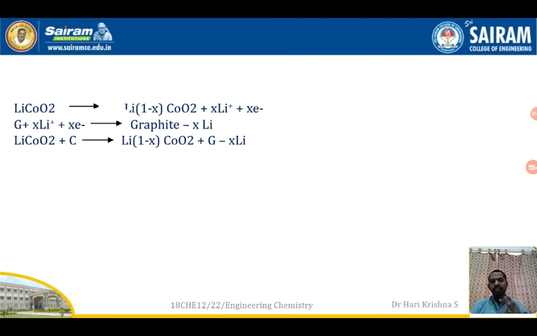Okay, and during discharging, if it is 70% discharged, it means 70% of Li+ is converted to Li. 80% means 80% of Li+ is converted to Li. 90% means 90% of Li+ is converted to Li. 100% means 100% of Li+ is converted to Li. So this is what happens during discharge. During recharge, during the charging process, it is reversed.